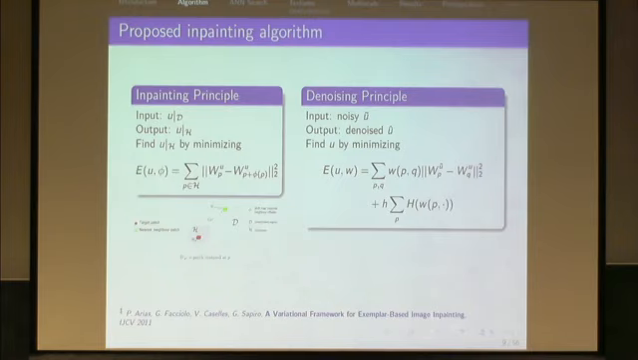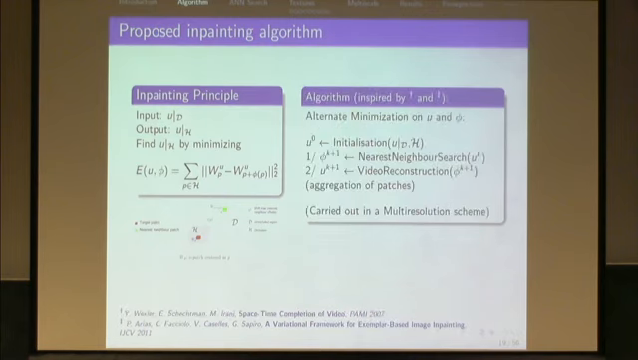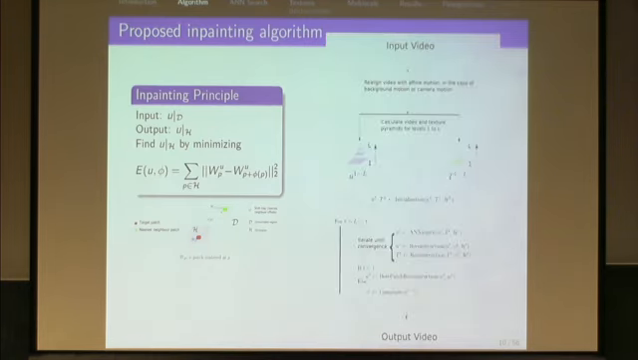And this gives an easier framework to show convergence results. And since we have convergence when h tends to 0 from this to this, then we know that we can safely use alternate minimization of this non-convex energy, but that is biconvex. It's convex on U and W, and here it's convex on U and phi. So this justifies this kind of algorithm where we alternately minimize on phi, which gives the nearest neighbor search, and on U, which gives video reconstruction of the sequence from these shift maps via aggregation of patches. And this is carried out in a multi-resolution scheme in order to help find a good local minimum.